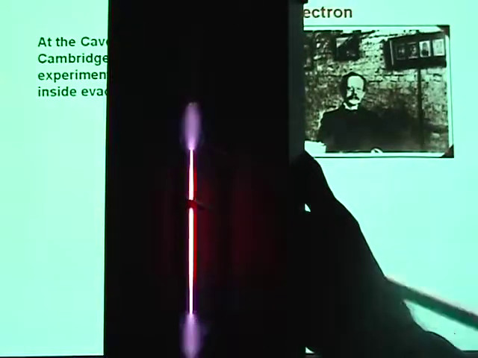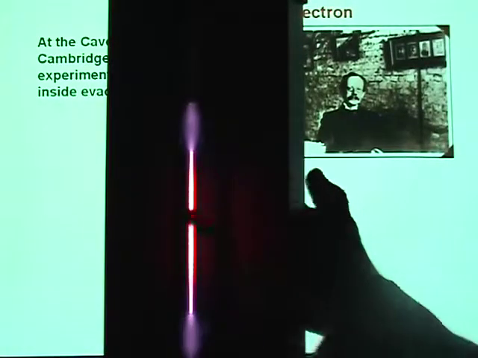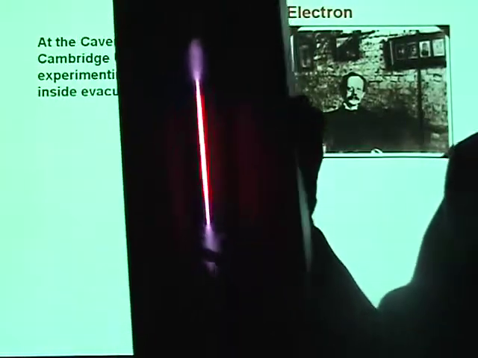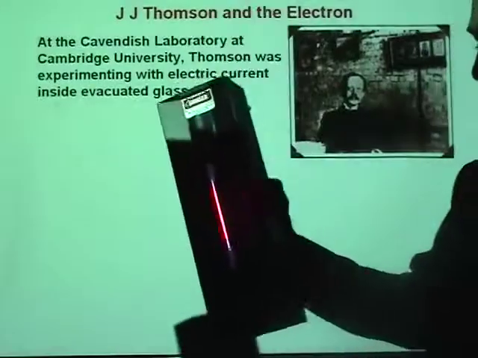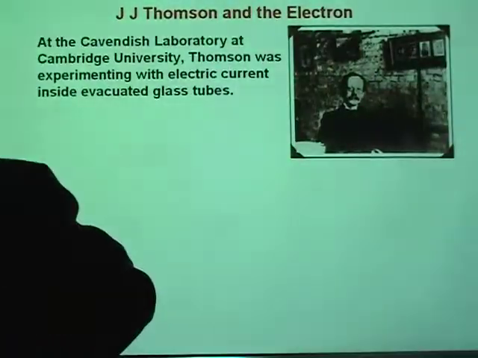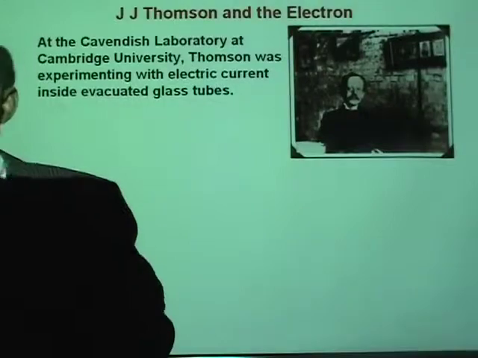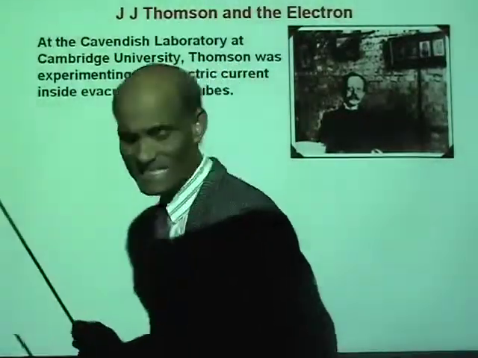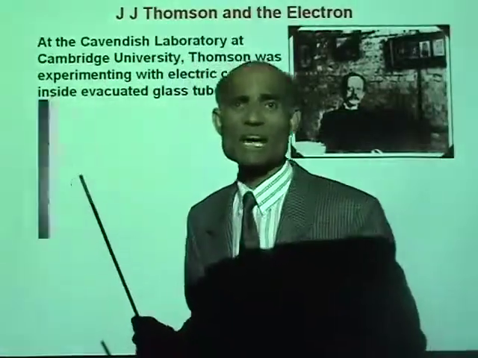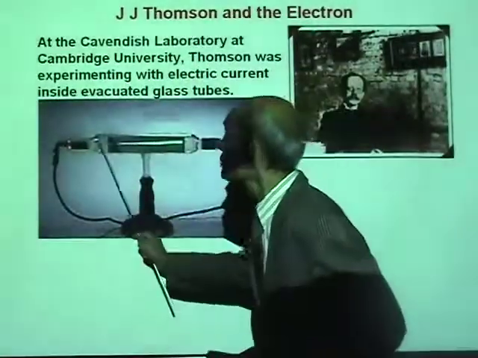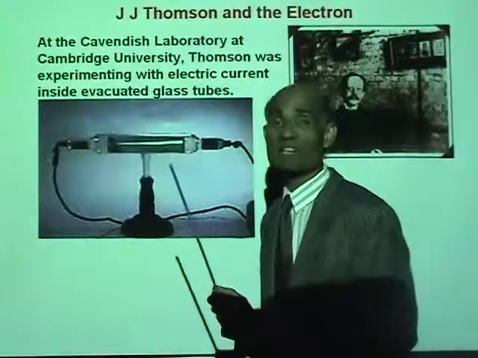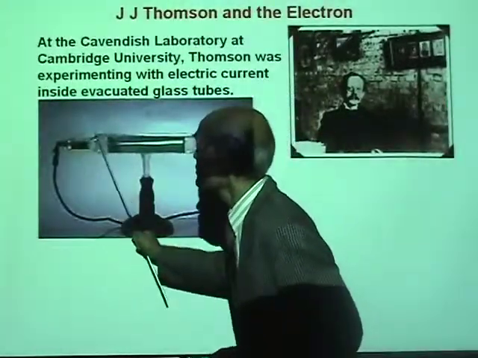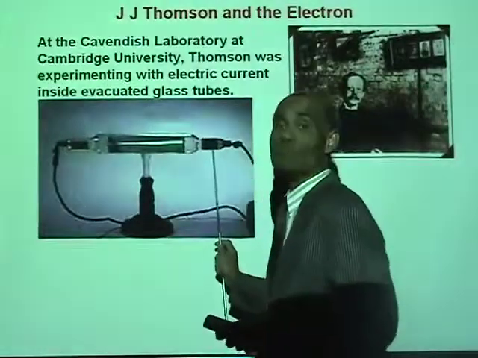Now, this is the experiment that Thomson did, and many discoveries were actually made from this electric discharge that Thomson started working with. So Thomson was experimenting with electric current inside an evacuated glass tube. Now, this is the original glass tube he actually used. And if you look at this, electricity is connected to both ends of the tube.